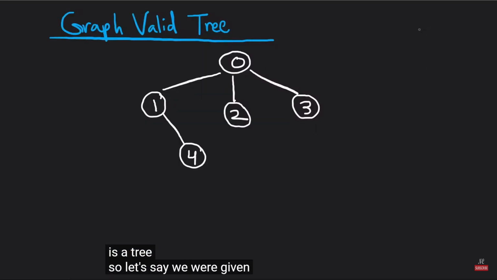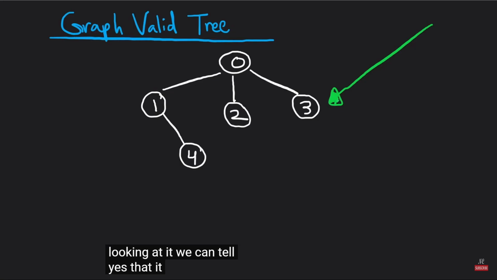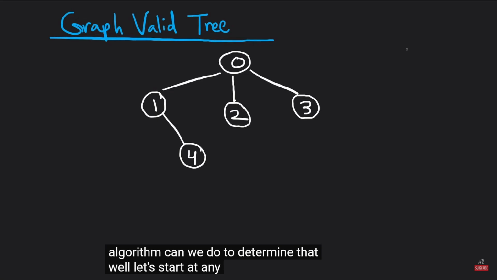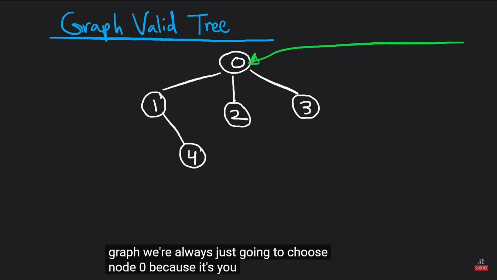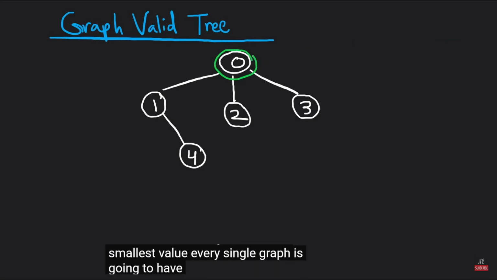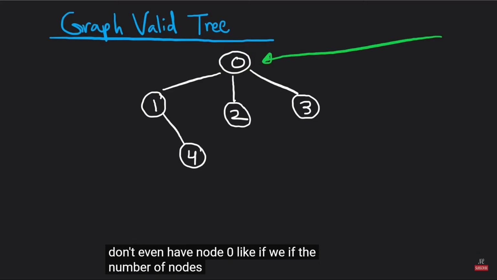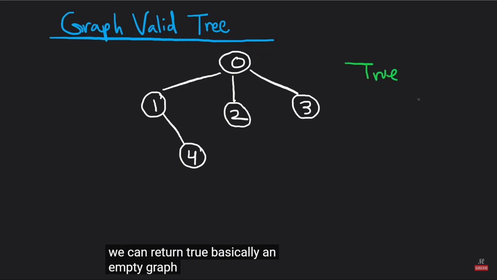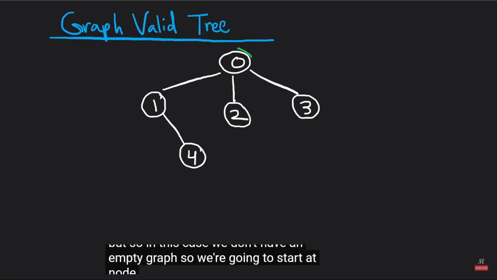So let's say we were given a graph like this. Is this a valid tree? Well, just by looking at it, we can tell yes that it is. But what kind of algorithm can we do to determine that? Well, let's start at any node in this graph. We're always just going to choose node 0 because it's the smallest value. Every single graph is going to have at least a node 0. If we don't have any nodes at all, then we can return true. Basically, an empty graph does count as a tree technically. But in this case, we don't have an empty graph, so we're going to start at node 0.